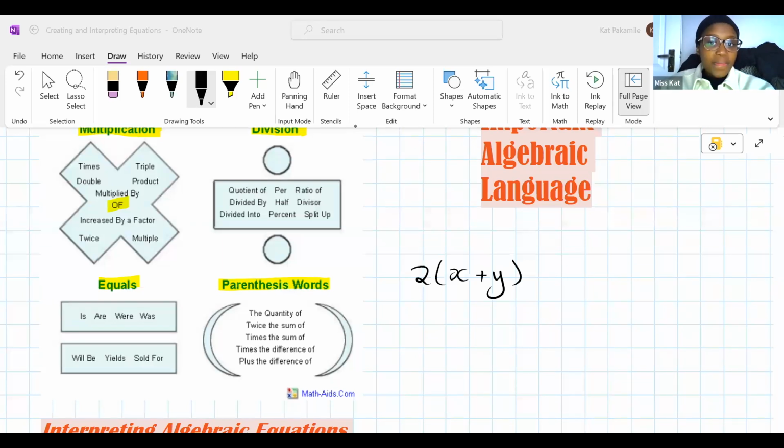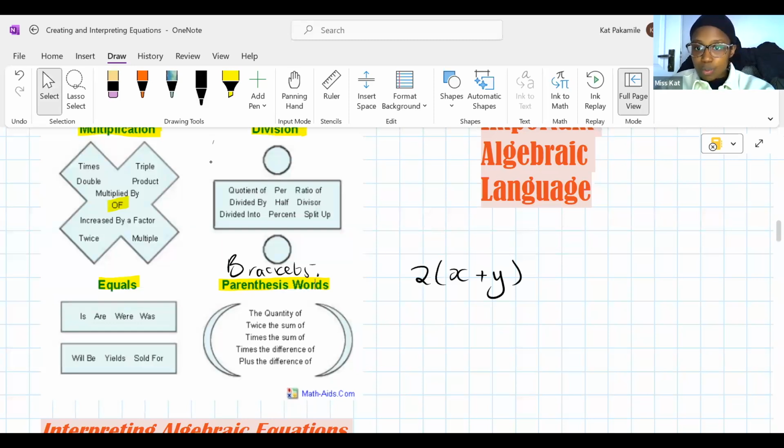Okay, so for parentheses, words such as twice the sum of, the difference of, add the difference of this and this, the quantity of this and this. Then we would use parentheses, otherwise known as brackets, which go first in our BODMAS rules.